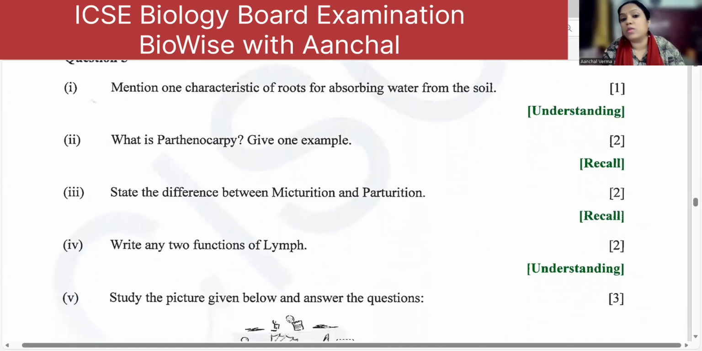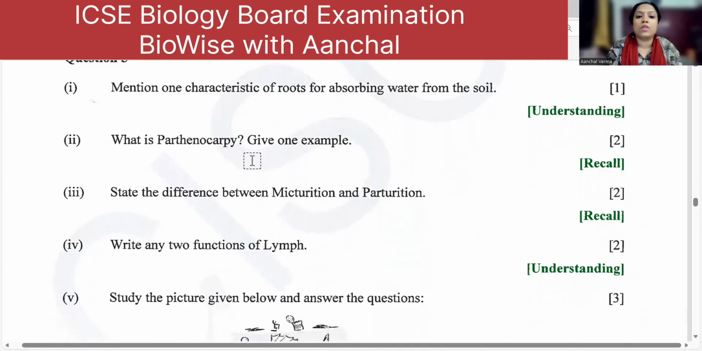Mention one characteristic of the root for absorbing water from the soil. It has numerous root hairs, which help in increasing the surface area for absorption. Moreover, the cell sap concentration is higher as compared to that of soil, so water tends to move inside the cell as it moves from hypotonic to hypertonic solution.